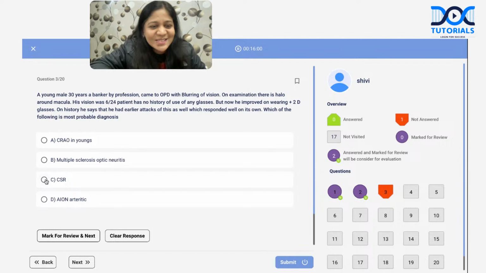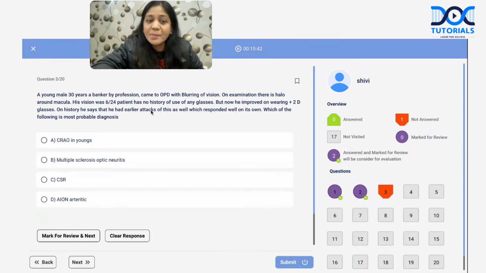तो मैंने वैसे ही CSR सोच लिया, बट आगे क्या कह रहा है? Vision is less and there is no history of any glasses. Okay, refractive error is out. But now the moment you give +2 का चश्मा से vision should get better, because once the fluid gets inside and you give a +2 hypermetropic correction, the patient has an improvement in vision.